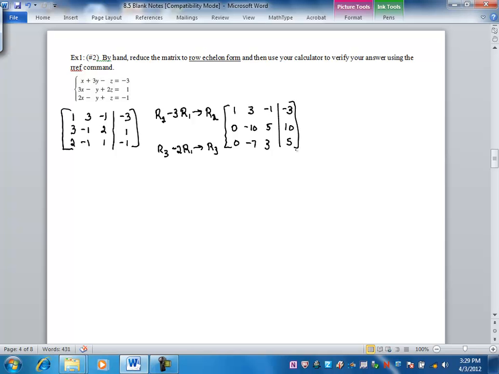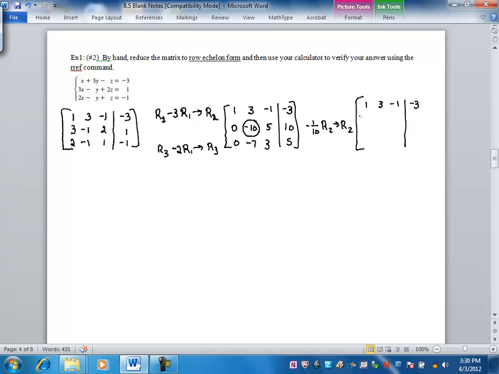Okay, so good news. We have gotten a 1, upper left, zeros below it. Our next task, guys, is to work right here. We want to turn that into a 1. And so what I'm going to do is take -1/10 of the current row 2 and use that to replace row 2. Now my top equation, my top row stays the same. 1, 3, -1, -3.